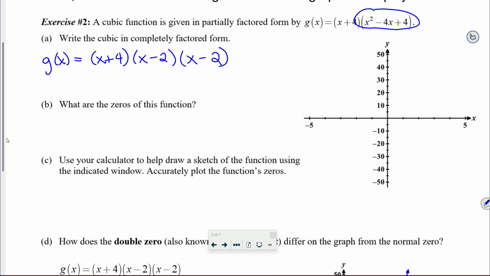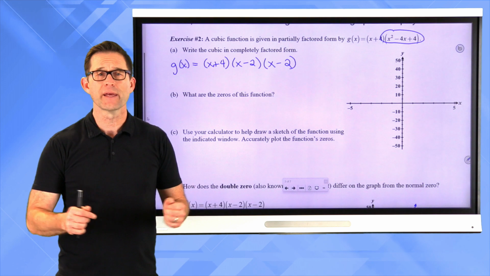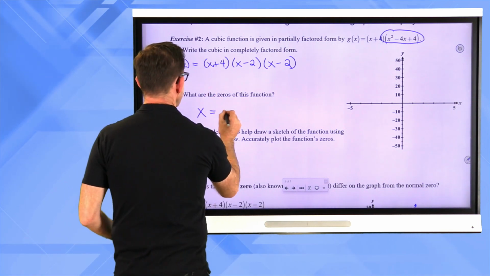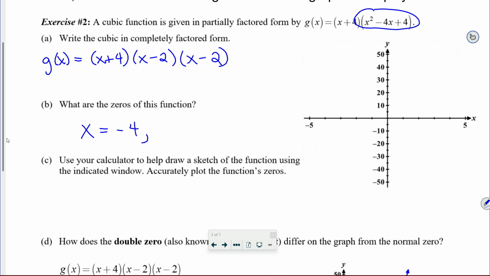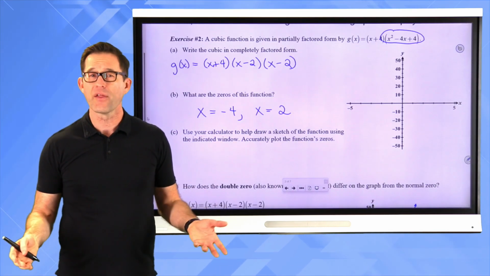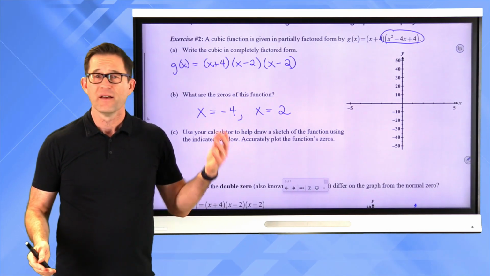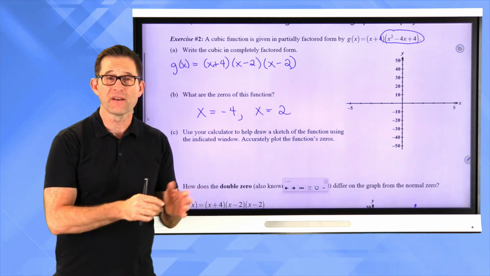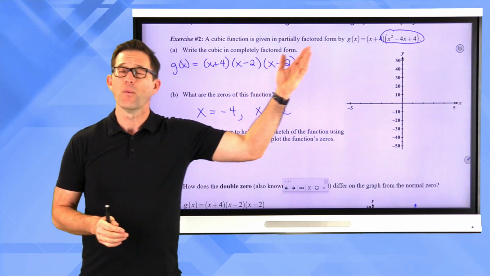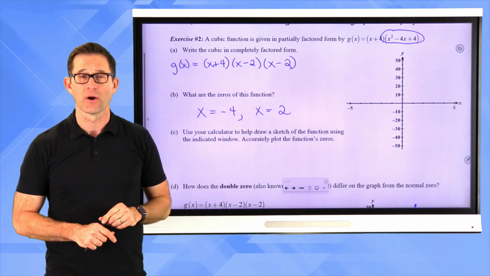Take a look at letter B. What are the zeros of this function? Well, just like before, x plus 4 will have a zero of x equals negative 4. X minus 2 will have a zero of x equals 2. Now, there's no reason that we have to write down the other one as well. The zeros are x equals negative 4 and x equals 2. Those are the two values of x that will make g of x equal to 0.